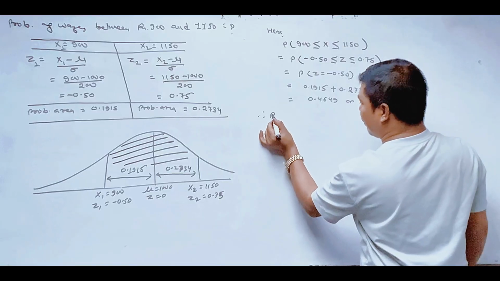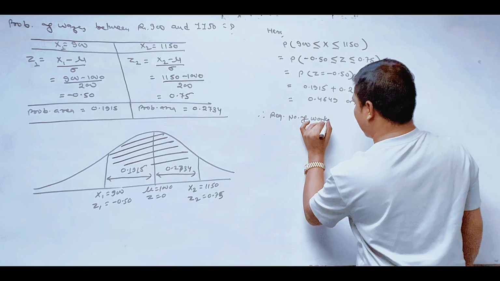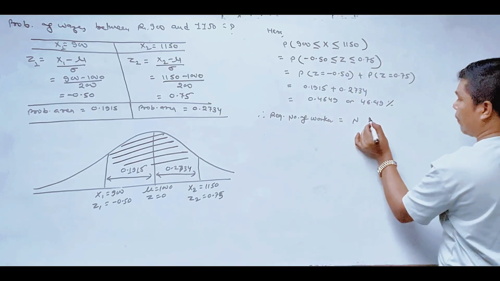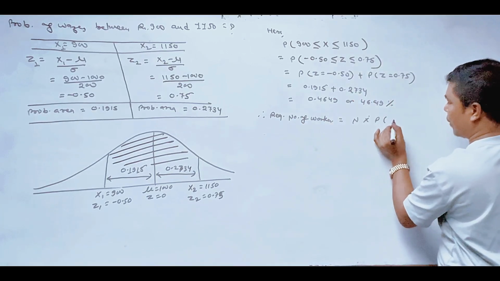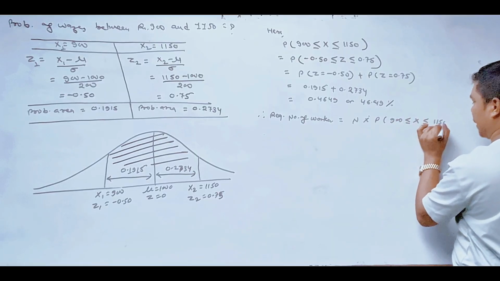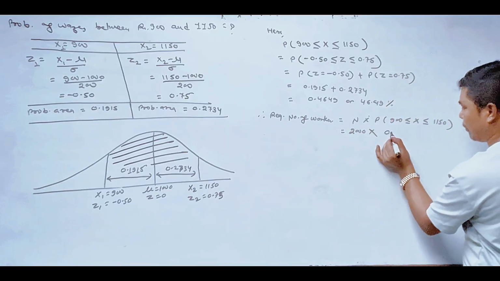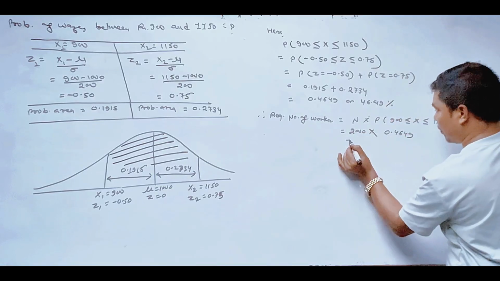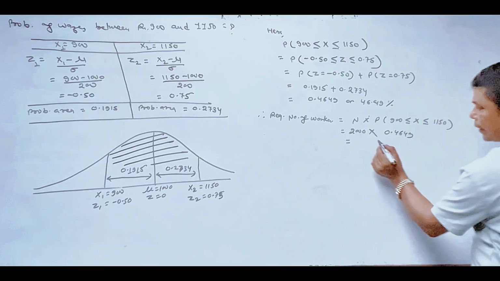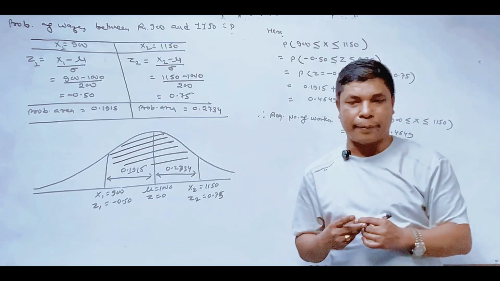Therefore, the required number of workers equals n multiplied by P(900 ≤ x ≤ 1150), 2000 multiplied by 0.4649. The result is 930. Approximately 930 workers will have wages between 900 and 1150.